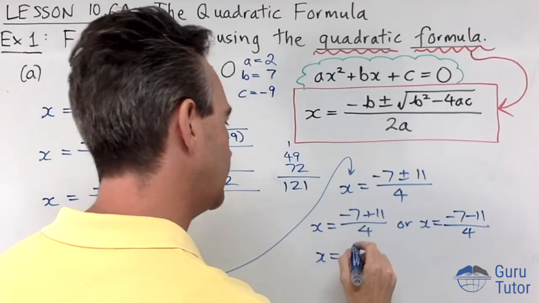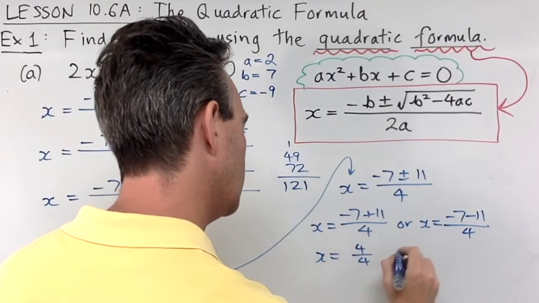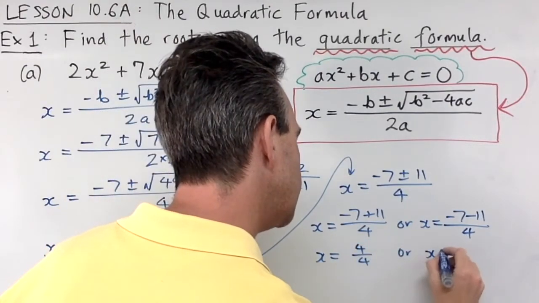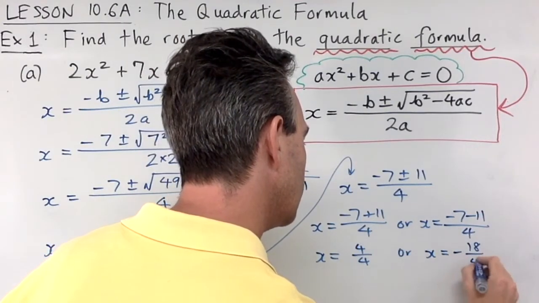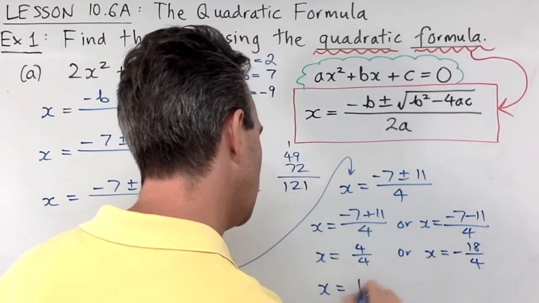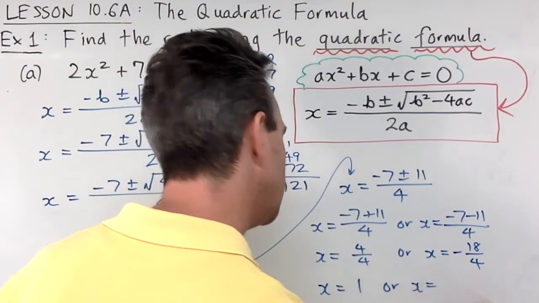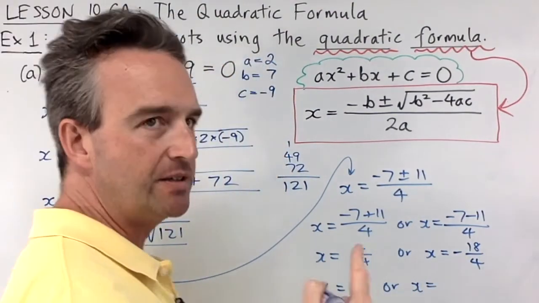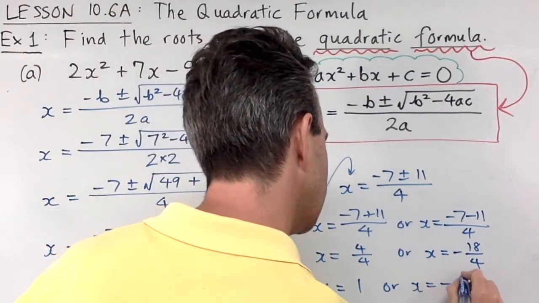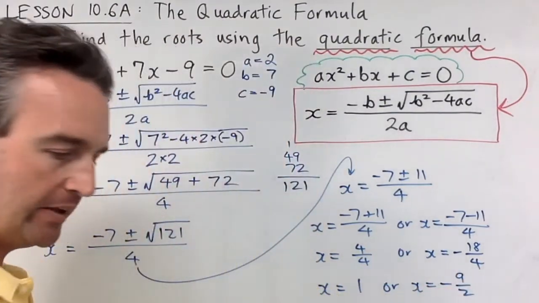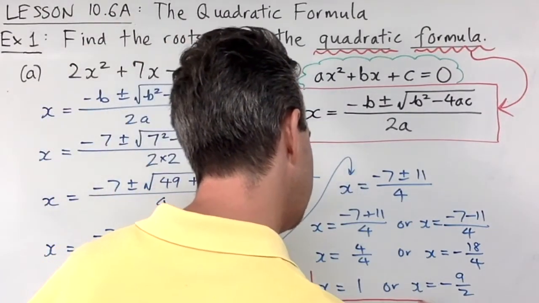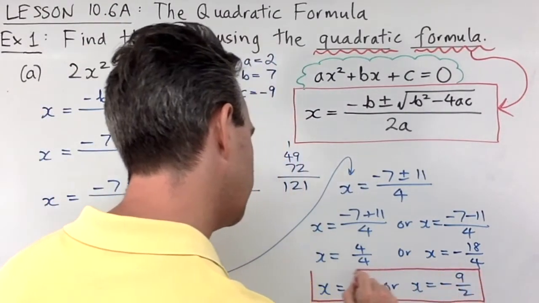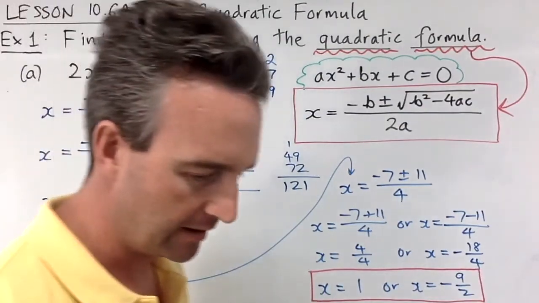Minus 7 plus 11, that is 4 over 4. Or x equals minus 7 minus 11 is minus 18 over 4. And we simplify these. X equals 1 or x equals minus 18 over 4, that's minus 9 over 2. You can write minus 4.5 if you like. But like I said, improper fractions are preferred in math as we go into the hard stuff.